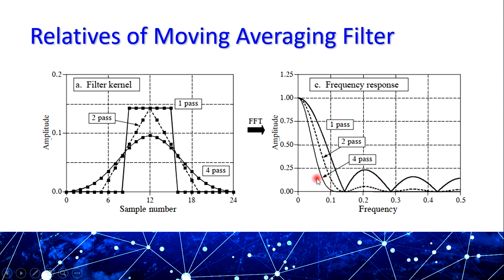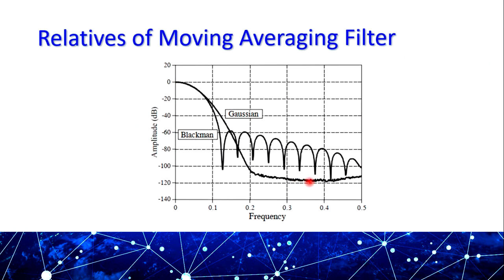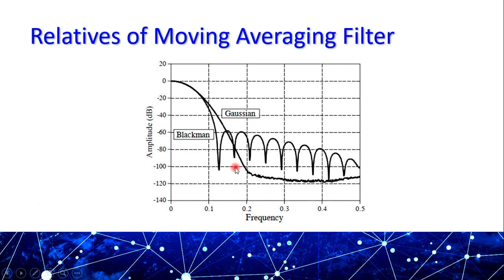As you can see, the Gaussian filter has a slow roll off, but it has no stop band attenuation, while the Blackman window filter has a relatively fast roll off but with attenuation. Blackman filter has fast roll off with attenuation, while the Gaussian filter has slow roll off with no stop band attenuations.